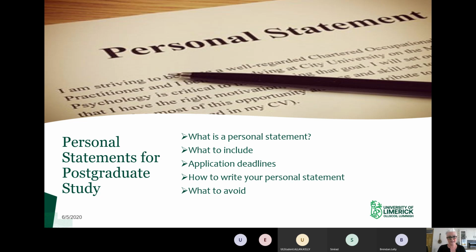What I'm going to be covering over the next few minutes is what is a personal statement, what you need to include, application deadlines, how to write your personal statement, and what to avoid when writing your personal statement.